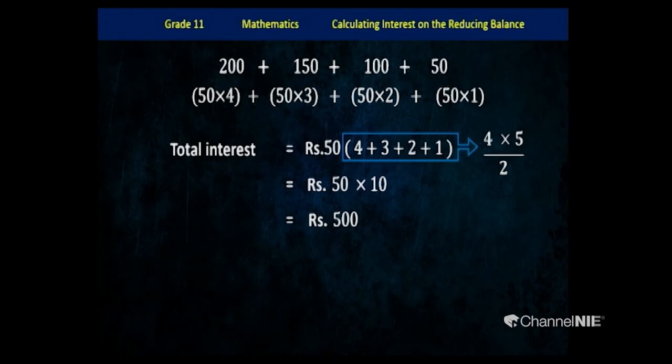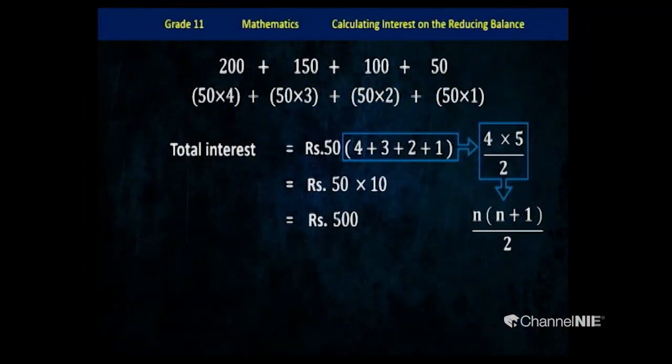Then multiply 4 by 5. How to do? Multiply 4 by 5, then divide by 2. I will later take this one separately and teach you. For the time being, I will just take 4, 3, 2, 1 equal 10. Then that 10 means number of monthly units. After that, you can get this 500.